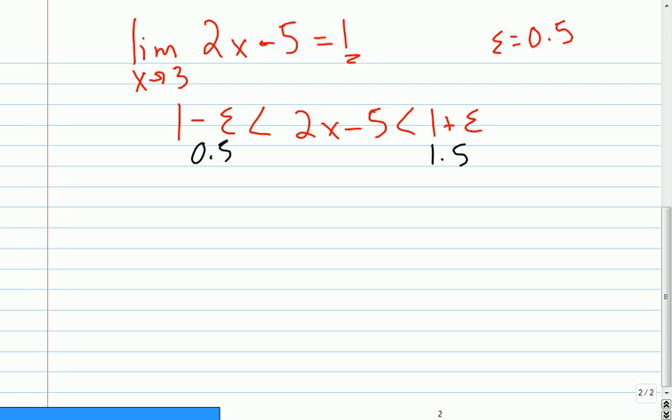Okay, I can of course make that epsilon as small as I want. I could make it 0.00000000001, and I should still be able to give you a number. Okay, so I have to figure out how to get back to x from here, which is why I'm working backwards.